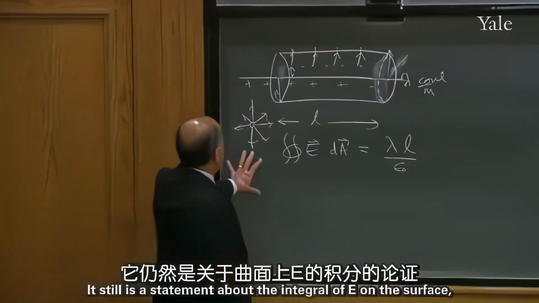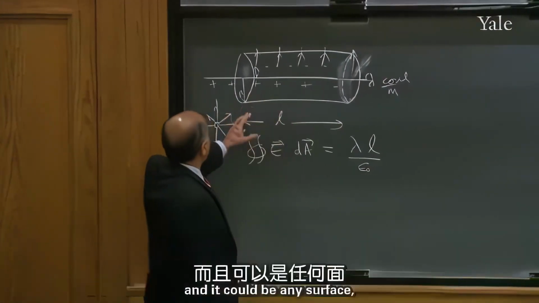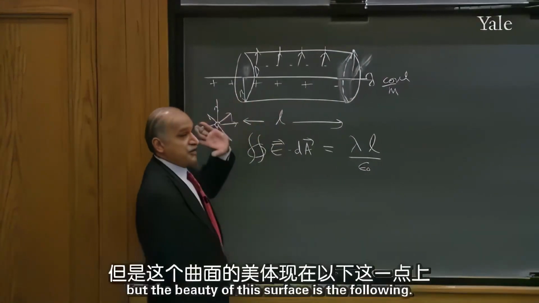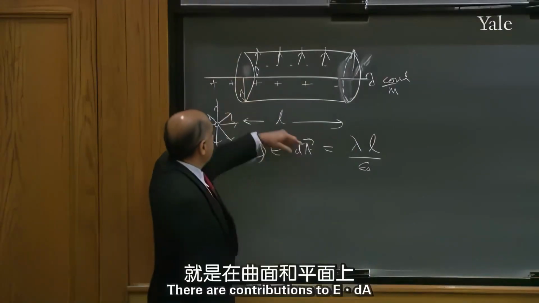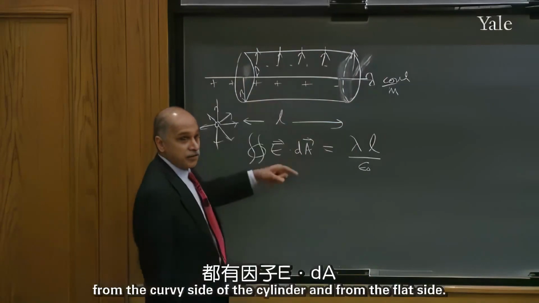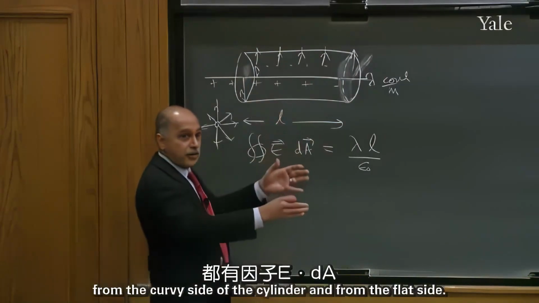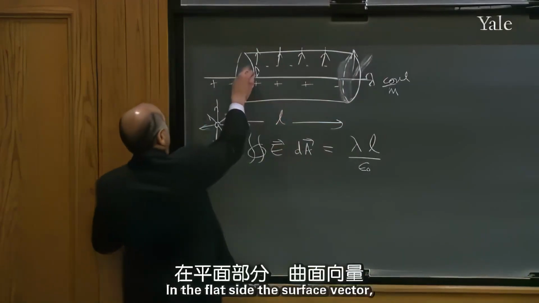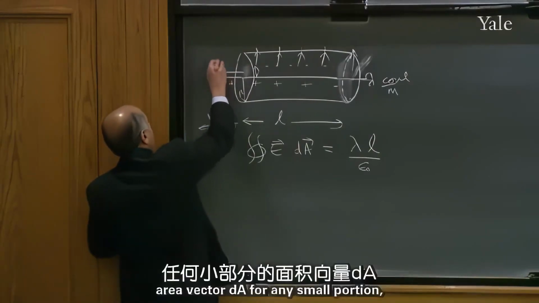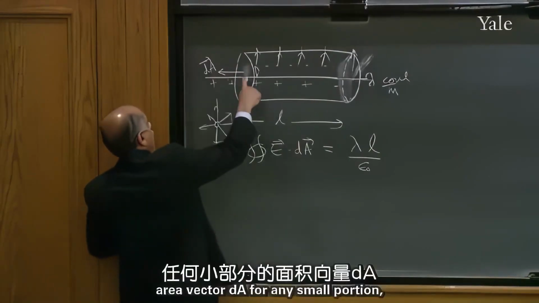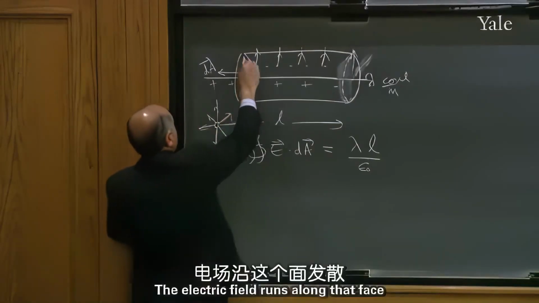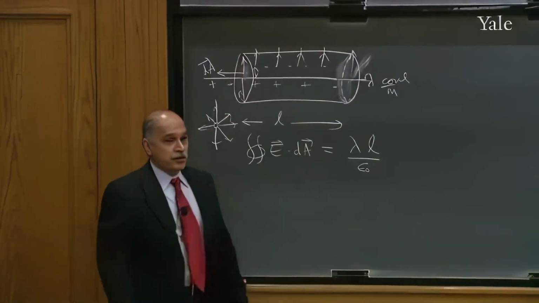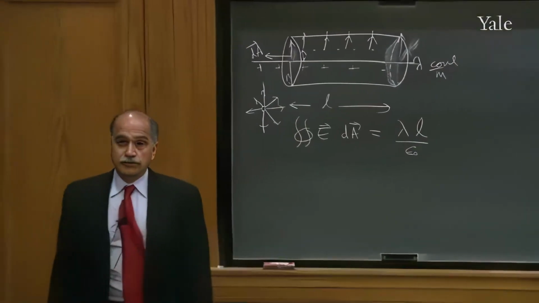It still is a statement about the integral of E on the surface, and it could be any surface. But the beauty of this surface is the following. There are contributions to E dot dA from the curvy side of the cylinder and from the flat side. In the flat side, the area vector, dA, for any small portion, or in fact for the entire face, is like that. The electric field runs along that face. So the dot product is 0.